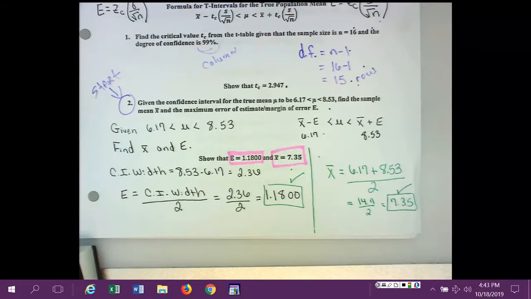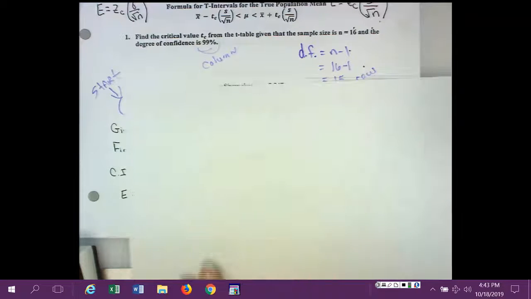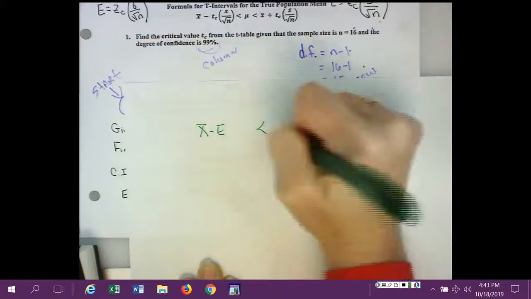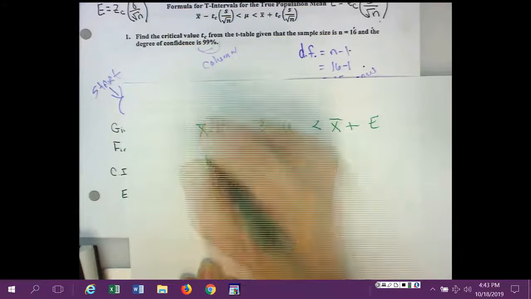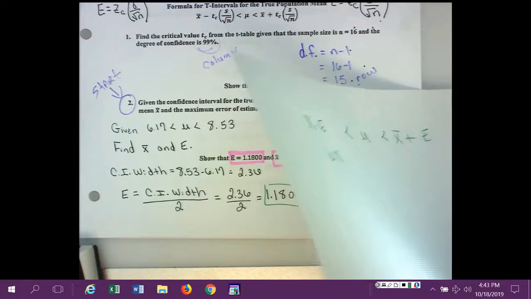Now, let's verify that this is true. If I take a blank piece of paper, and I know that x bar minus E less than mu less than x bar plus E, I know this lower number is 6.17, and I know the upper number is 8.53.